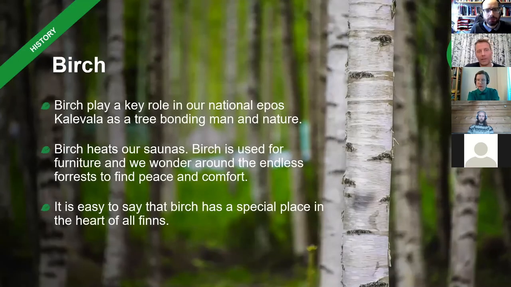We have a long history also of using natural products. Even in Kalevala, the national epos, you can read about birch. We use it in our saunas and for furniture and so on. So it's a really special thing to all Finns.